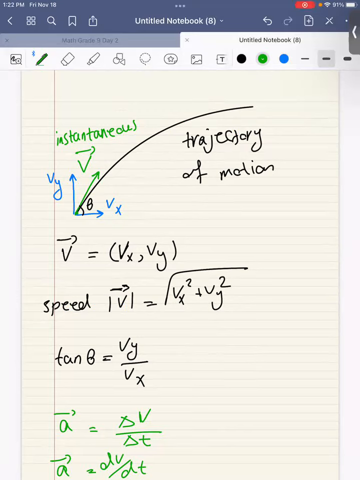So that means the passing of time is very, very tiny. That is basically the meaning of instantaneous, right? When the time interval is very small. Okay, so we have the same concept for acceleration.